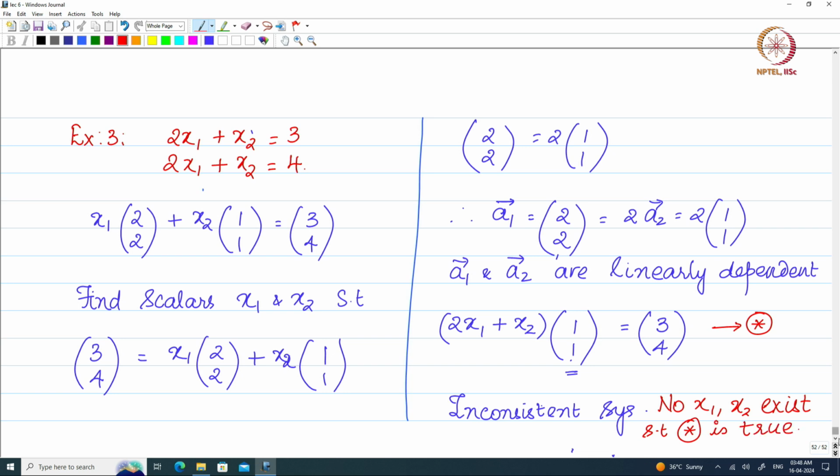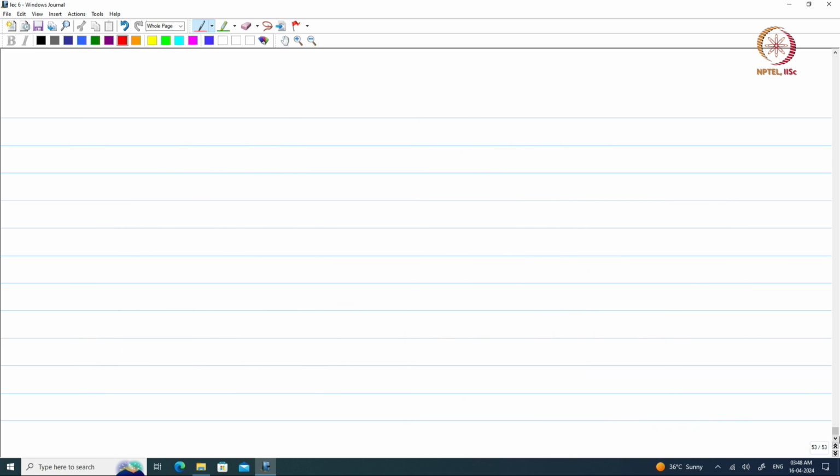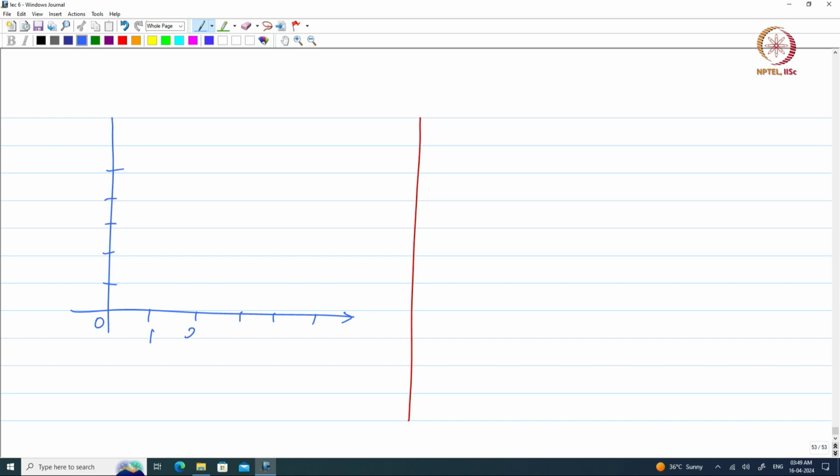So how does this look in the vector way? What would you call, how does the column perspective of this inconsistent system look like? It is very easy to find out. So, let us again draw. We have 1 2 3 4 5, 1 2 3 4 5.